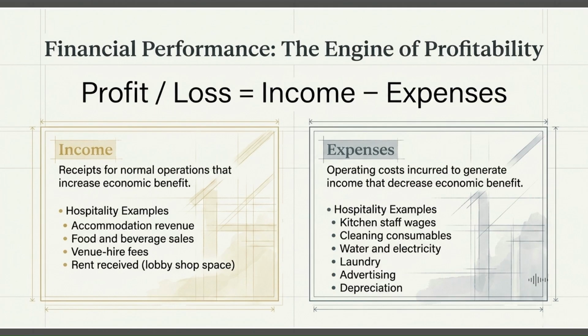The second is the word normal in the definition of income. Income is what the business earns from its ordinary operating activities. If a hotel sells a delivery vehicle it no longer needs, that receipt is not income in the way accommodation revenue is, because selling vehicles is not what the hotel does. Now, why is this slide in a learning unit about the five elements rather than in a unit of its own? Because income and expenses do not lead independent lives. They are the third and fourth forces acting on equity, and the next slide shows how.